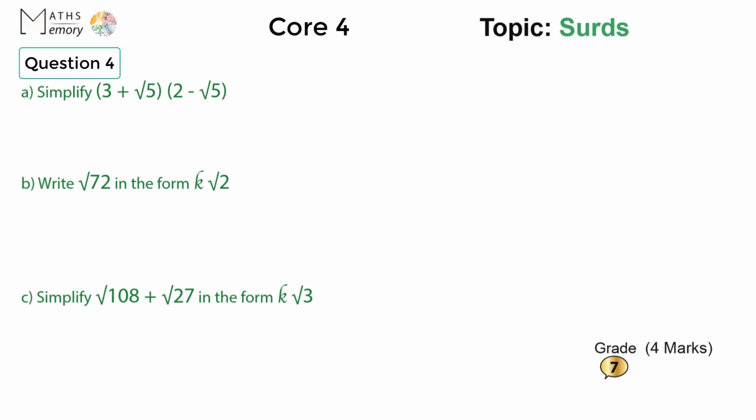Press pause, write these parts down A, B, and C, and press play when you're done. So part A, let's simplify this over here. Obviously we're looking at the crab claw method. Let's write this from over here: 3 times 2, 3 times minus root 5, root 5 times 2, root 5 times minus root 5.